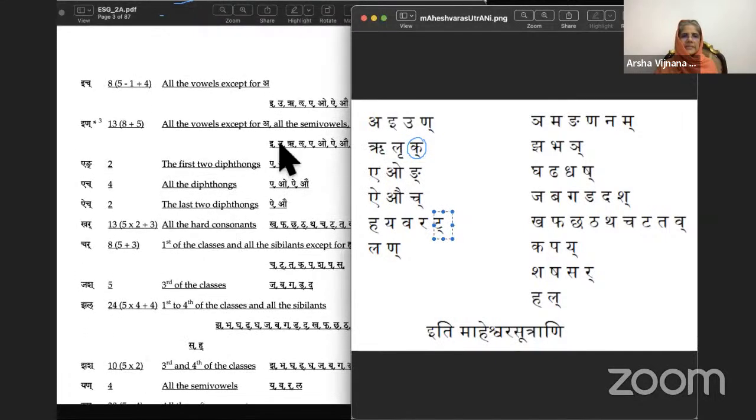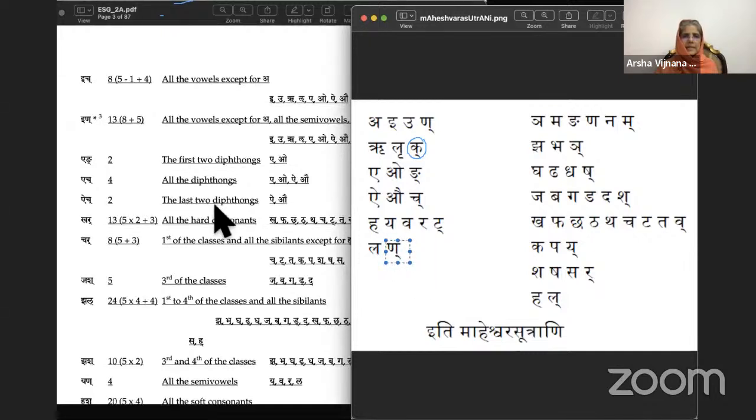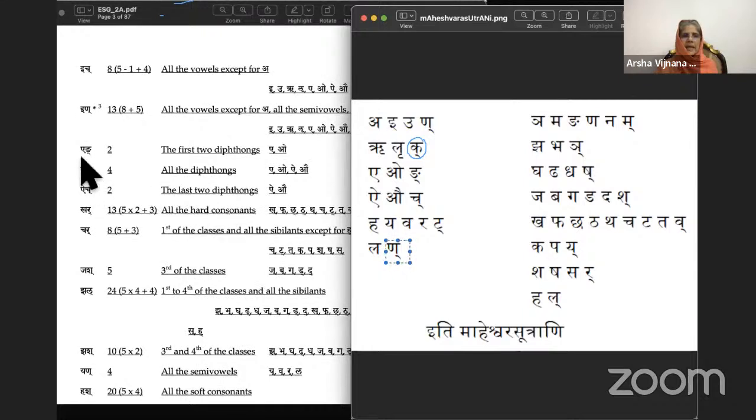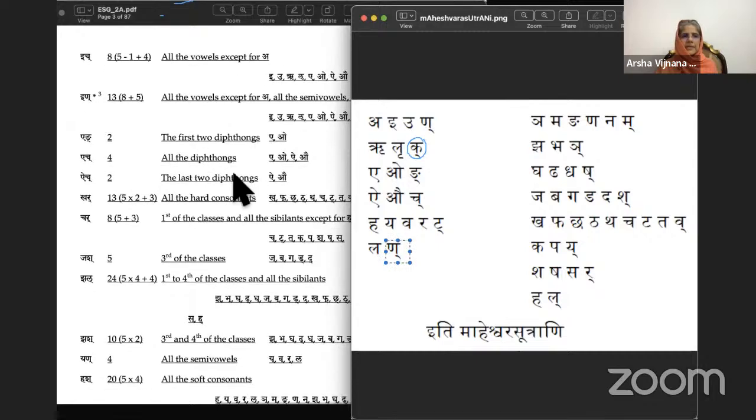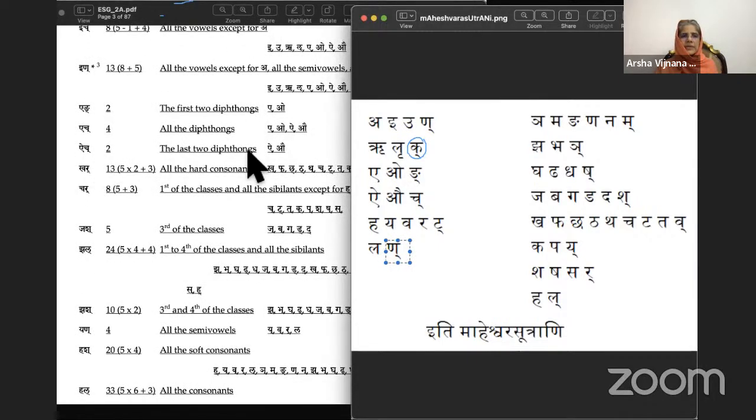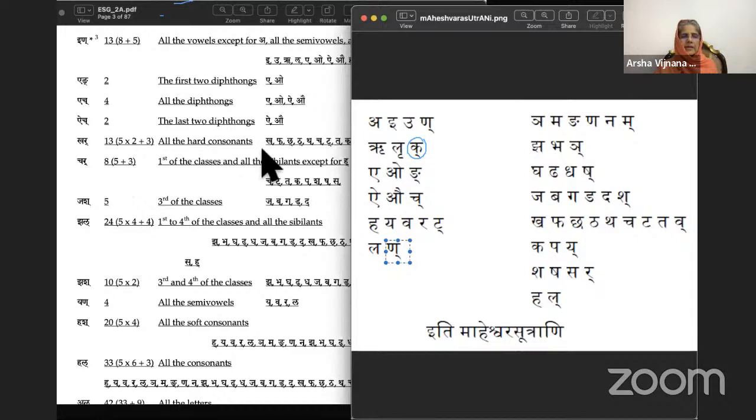And then we have in. In Koho there is one sutra, in is all vowels except for a, and then all semi-vowels, because if you take this in, this na. And then eng we saw first 2 diphthongs, h all the diphthongs, ich last 2 diphthongs, khar we saw hard consonants.